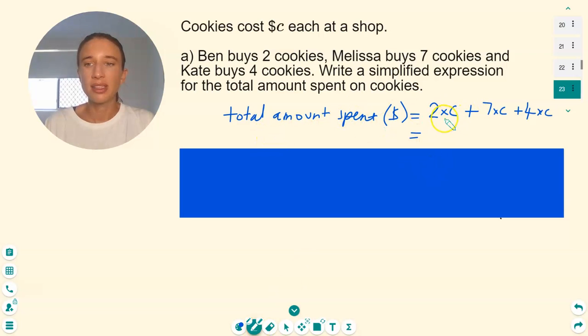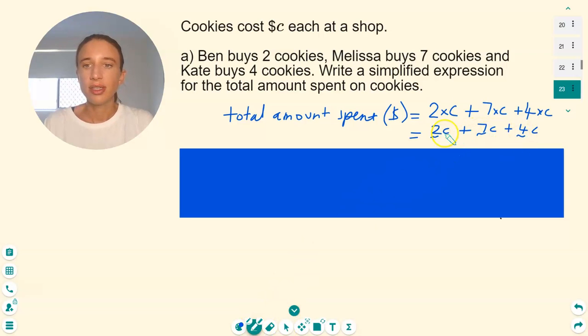All right, total amount spent. Now let's write it like this because we know that we don't write the multiply signs next to the variables. So I'm just going to rewrite it like that. We're just going to check we've answered the question: write a simplified expression for the total amount spent on cookies. Simplified means as simple as possible. So we are adding some algebraic terms here, which means let's look for like terms. And you will see that they are all like terms. This is C, C, and C, so we can add those numbers in front.